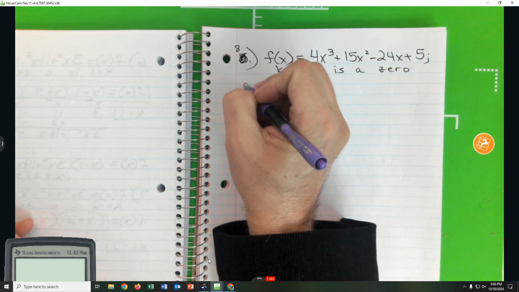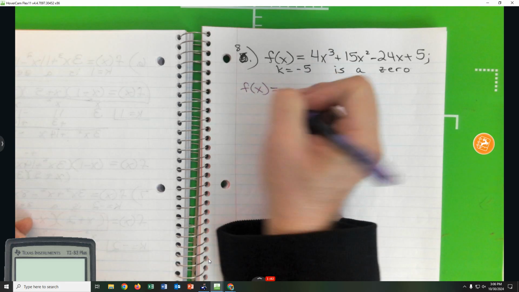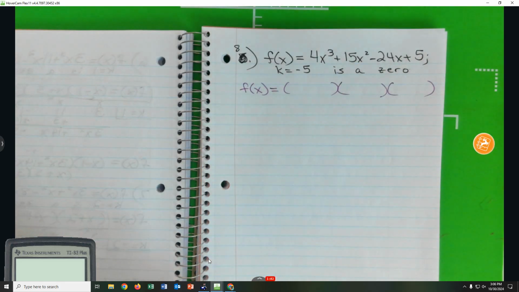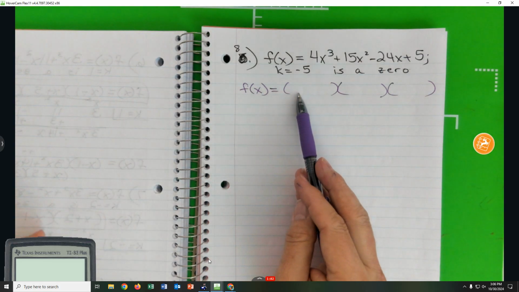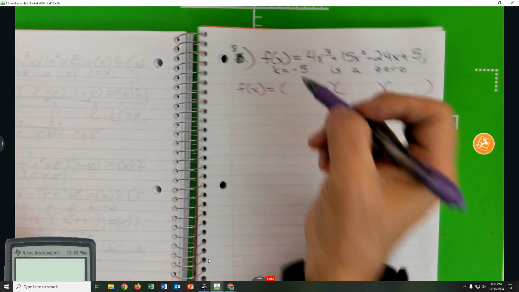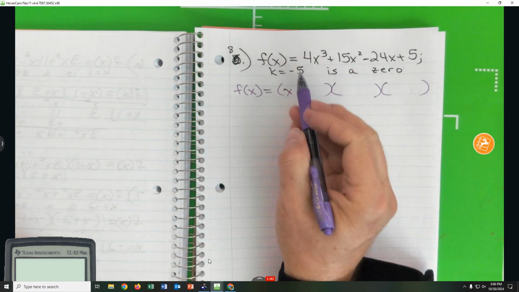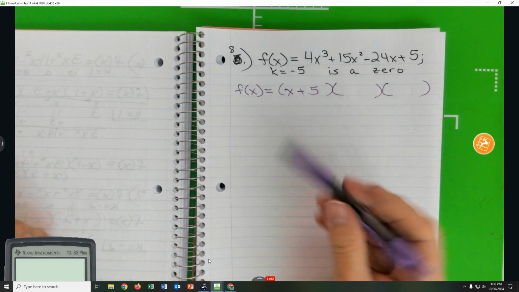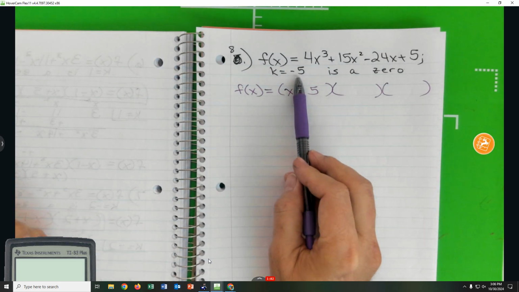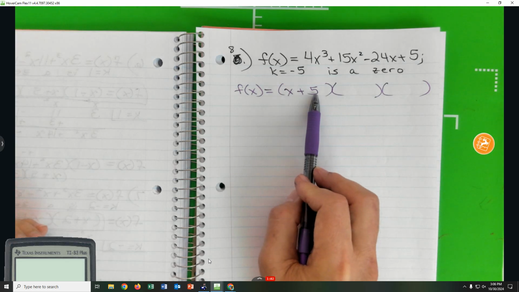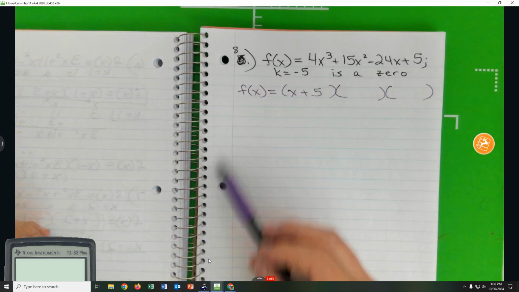I know my answer is going to look like f of x equals, I know, 3 sets of parentheses. What's the first factor I'm going to write here? x plus 5. It's the variable and then the opposite of the k value. And the reason it's an opposite is because if you plug that number in, it has to give you 0. Negative 5 plus 5 is 0. 0 times that step equals 0.